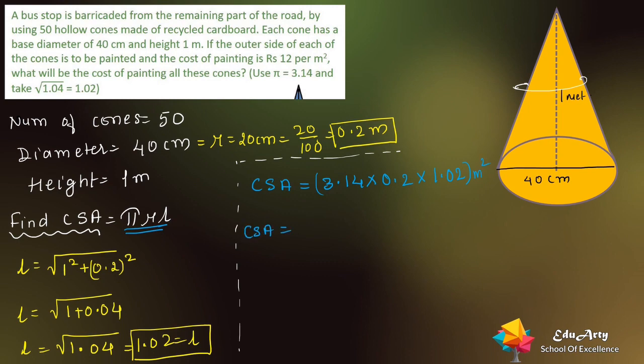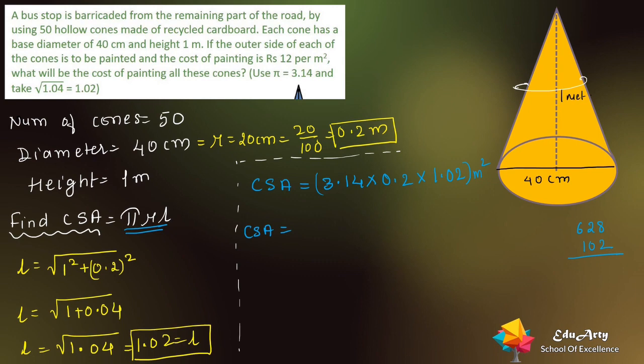CSA is equal to 3.14 into 2. So 3 twos are 6 and 14 twos are 28, that's 6.28, so 0.628 into 1.02. So we have to do how much? 0.628. I'm going to multiply first without decimals, and then we are going to place the decimal. So we have 628 into 102.